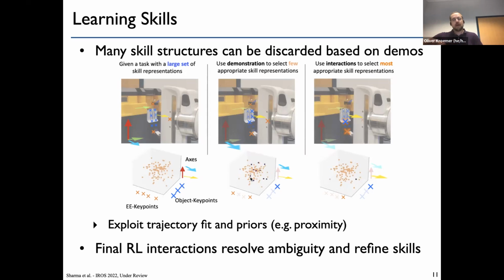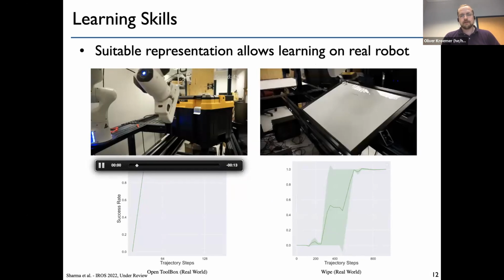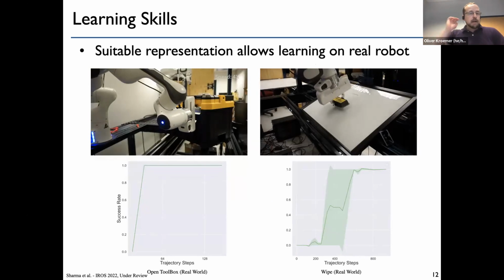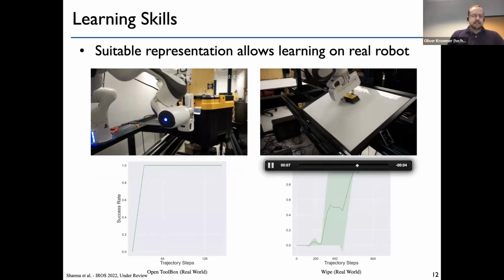If you're swiping down a surface with the normal pointing upwards, then whether it's the normal or gravity, it's impossible to know from demonstrations, but we can effectively reduce a large space of these different controllers so that we have a more structured space in which to explore using reinforcement learning. And then the final reinforcement learning is really just about resolving some of those ambiguities and refining the parameters from the initial demonstrations. And here you can see some examples of this. So we have a box opening task and a surface wiping task. And down here you can see the learning curves.